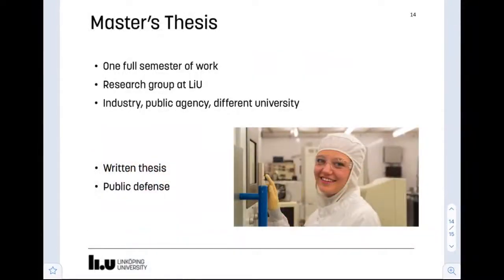The final semester will be devoted to your master's thesis. This can be conducted in a research group within the university or externally in industry, a public agency, or even a different university. You will summarize your work in a written thesis in the form of a scientific report describing your work, results, and a literature study. You will also make a public defense of your thesis.